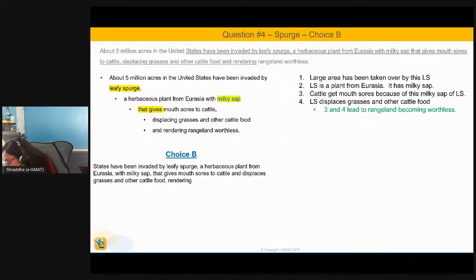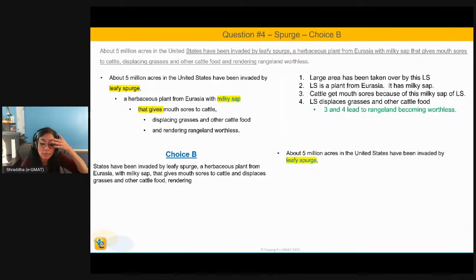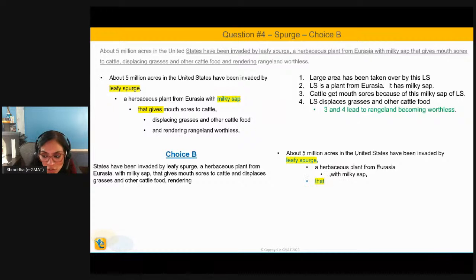Okay, so Satvik, I'm coming to your question because your question is about choice B. So yes, let's see why choice B is the correct answer. So choice B says about 5 million acres of the United States have been invaded by leafy spurge. What is leafy spurge? A herbaceous plant from Eurasia, with milky sap. Take a look at this part. I would like to draw your attention to the structure of with milky sap.